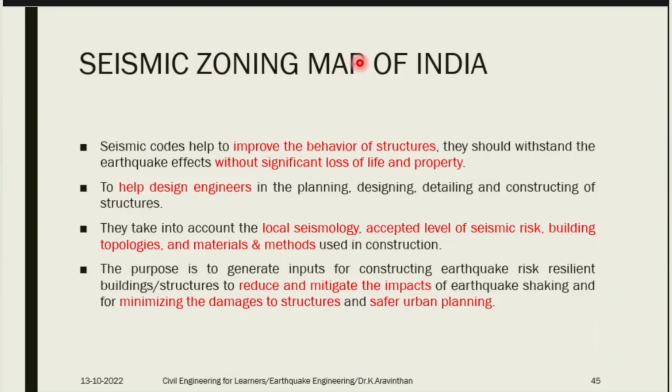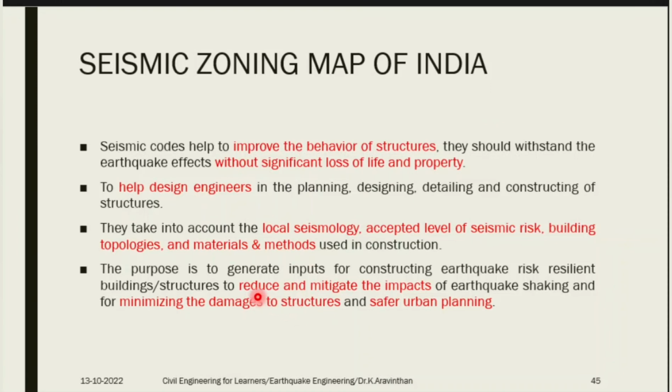Currently I have shared with you in the group IS 1893. Most important code book. You have to read each and every clause which is given in IS 1893, which applies in planning, design, detailing and construction. They take into account how the seismic zone map is generated: according to seismology, level of seismic risk, building typologies, materials and method of construction used. These are the things which are taken into account, then the seismic zone map is made.